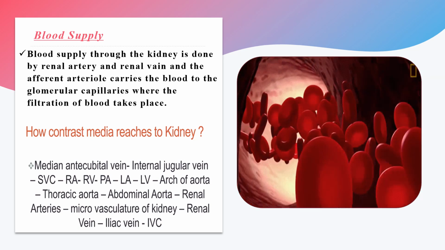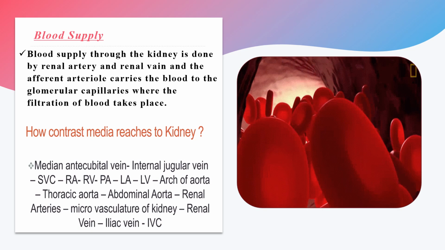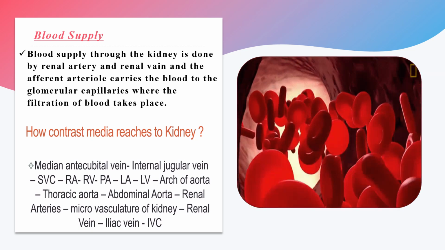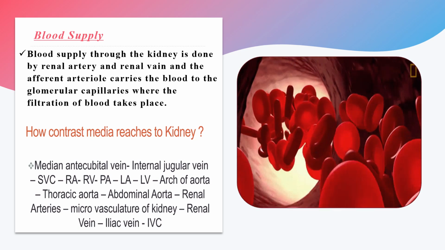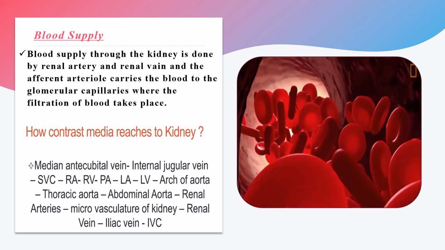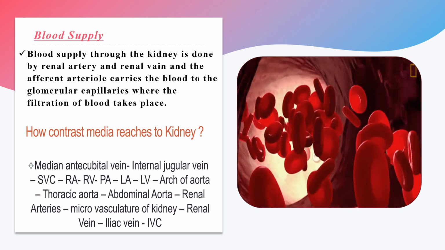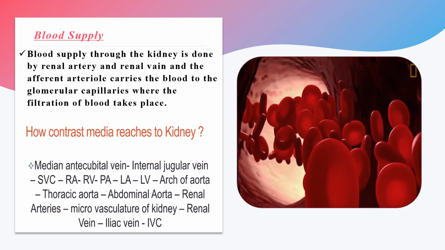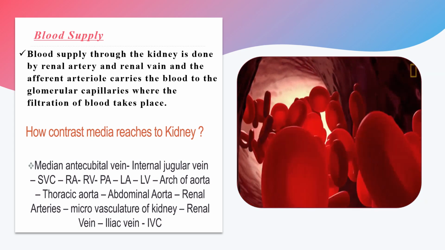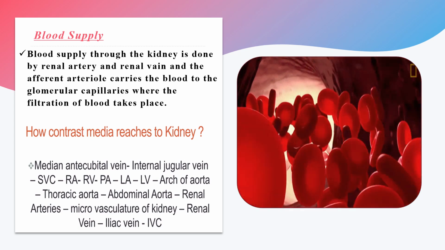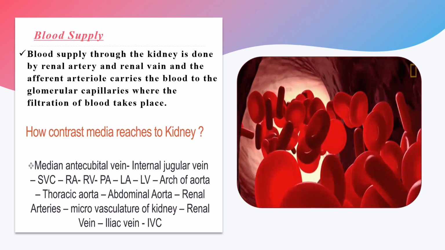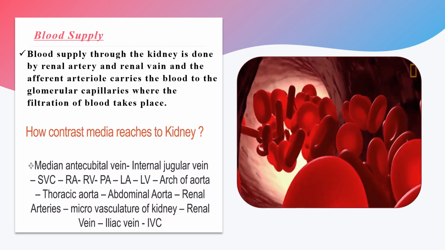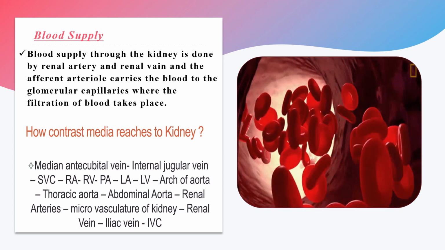Now, how does contrast media reach the kidney? At first, we inject the contrast media in the median antecubital vein, from which it goes to the internal jugular vein. After that, it goes to the superior vena cava and enters the heart in the right atrium. Then it goes to the right ventricle, then reaches the pulmonary artery, and after that it goes to the left atrium of the heart, then the left ventricle, and then it pushes through the arch of the aorta, and now it goes to the thoracic aorta.